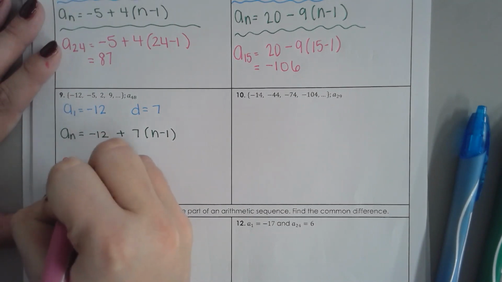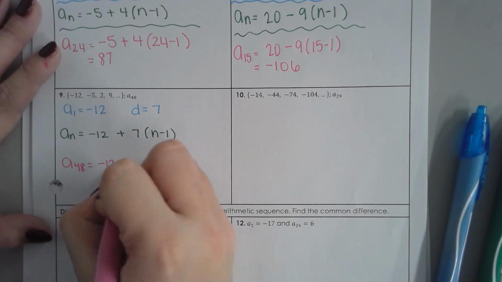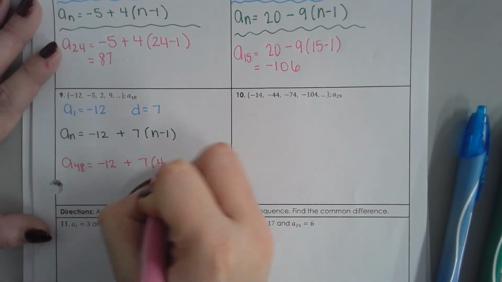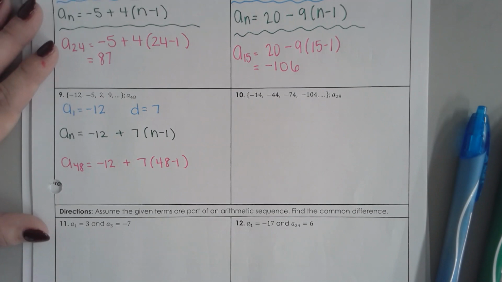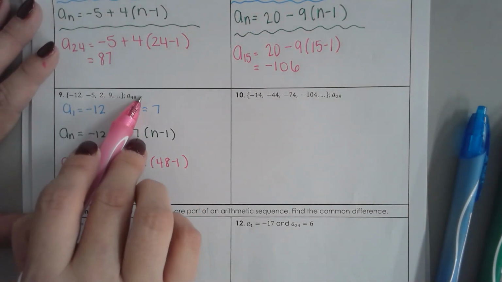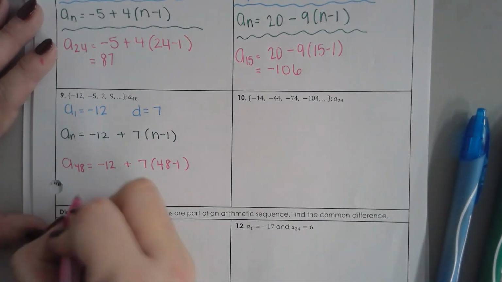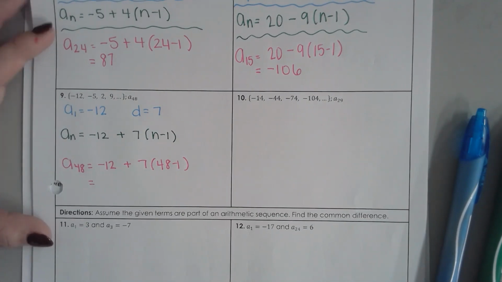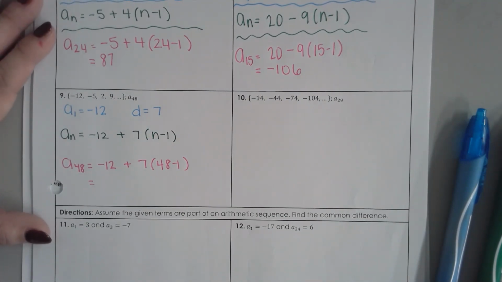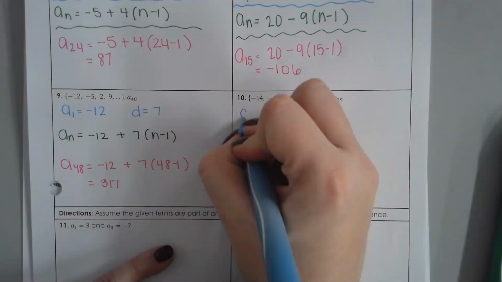Okay. And then your 48th term is negative 12 plus 7, 48 minus 1. What's your question? How did you get 48? Because it says find A 48. Okay, so that's the one I'm trying to find. And what do we get when we plug in 48? 317. 317. And that has all of that. Do you all agree? Yes. Okay, good.